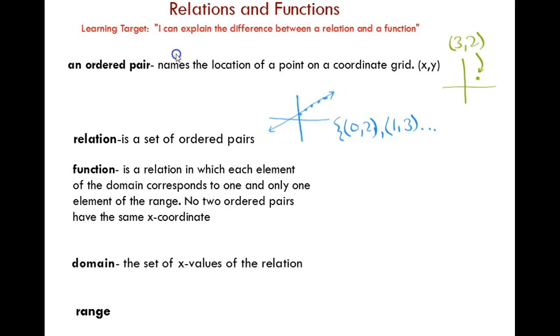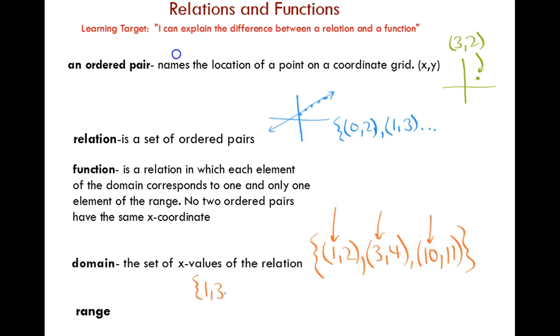So if I were to give you a whole bunch of points, like (1, 2), (3, 4), (10, 11), I just gave you those three, the domain would be all of the x values. So we'd say the domain of this example is {1, 3, 10}. That's the set of the domain values.